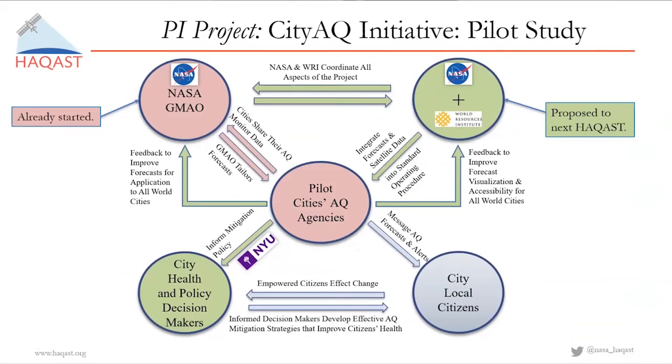Kevin Cromer has experience working with Mexico City and the states of Utah and New York. So he translates the science of air quality data to city health and policy decision makers. He has agreed to work with a few of these cities just to help them along.